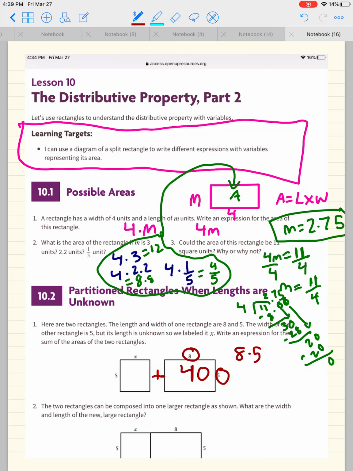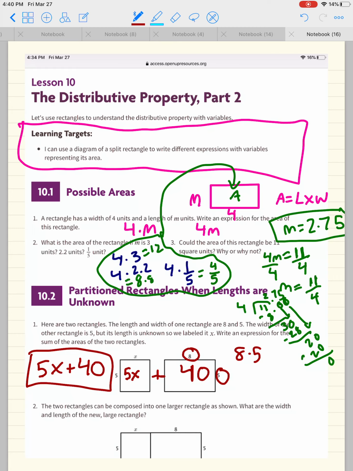And now we have 5 and x. So in order to find out what the area would be, we would have to do 5 times x. Okay? So an appropriate expression for this would be 5x plus 40. And remember, an expression does not have an equal sign, and so this is enough to be our answer.